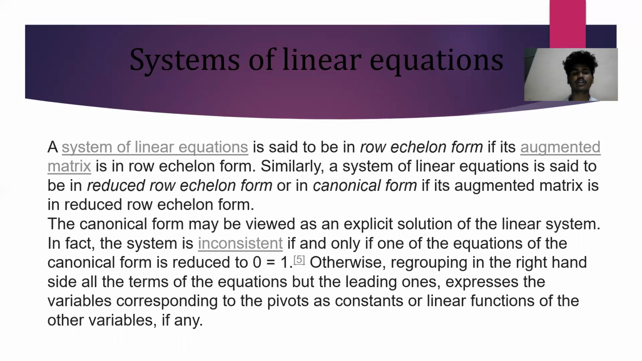And the next, the canonical form is viewed as explicit solutions of the linear system. The system is inconsistent if and only if one of the equations of the canonical form is reduced to 0 equal to 1. Otherwise, regrouping in the left-hand side the terms of the equation with the leading ones, the expression of the variables corresponding to the pivots is in terms of the constants and the other variables, if any.